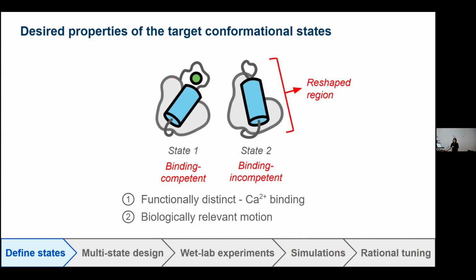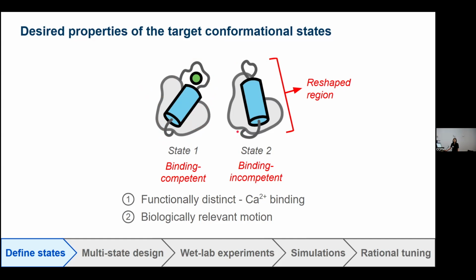And the second thing is that we wanted to explore a biologically relevant mode of motion. So here, to transition between states, this loop helix loop unit that I've highlighted undergoes a twisting and translation, but is relatively well packed against the rest of the protein that I'm showing in gray in both of the states. And I'll refer to this moving subsegment as the reshaped region during this talk.